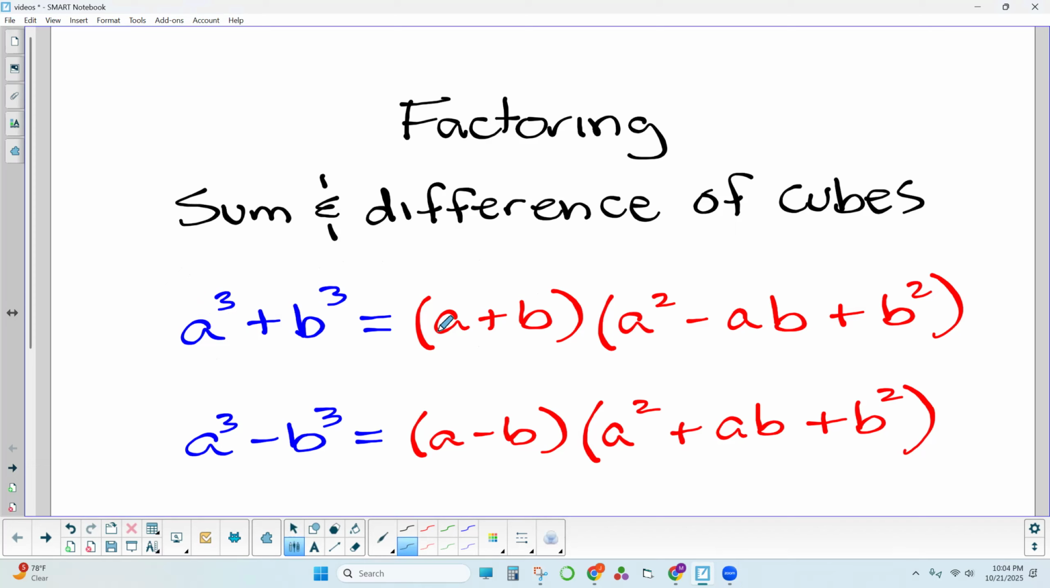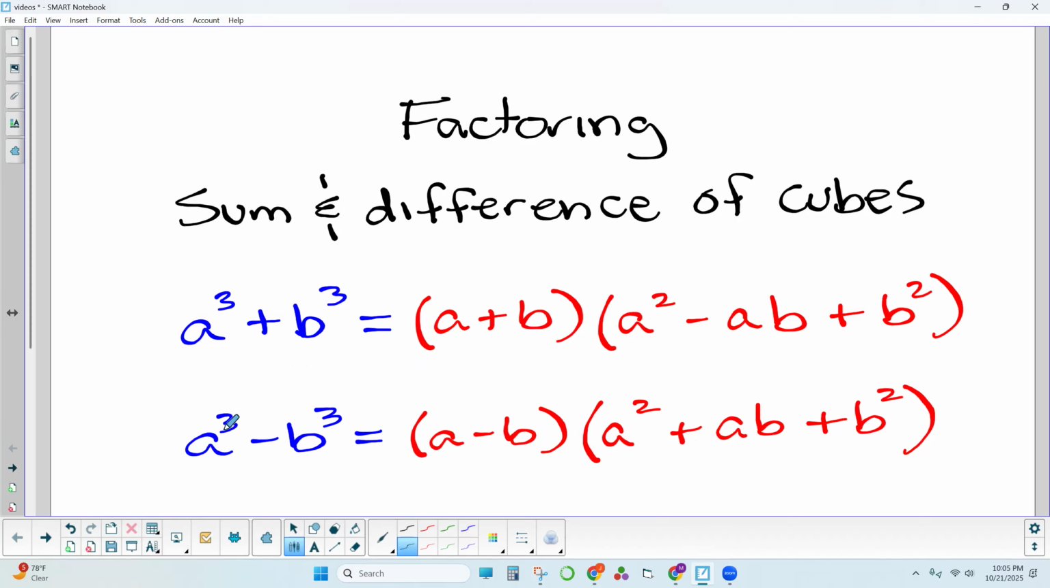And then you take A and square it, take the product of A and B, subtract it, and then take B and add that squared. And these two factors multiply to your perfect cubes over here. Okay? Now it's the same with subtraction, but you do have a sign change in here.